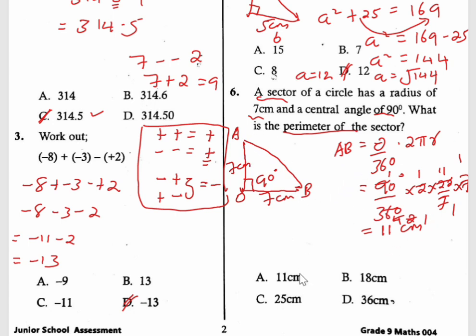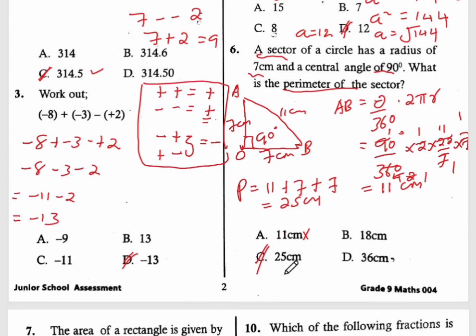But that is not the answer. This is to trick you. Remember, they're asking what is the perimeter of the sector. So the perimeter is from A to B, which is 11 centimeters, that arc length, and then from B to O, then from O to A. So the perimeter will be 11 plus 7, which is BO, then plus 7, which is OA. So 11 plus 7 is 18, and 18 plus 7, we get 25. So the answer is 25 centimeters, and the correct answer is C. That is how you solve it.